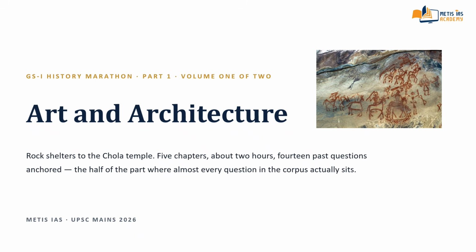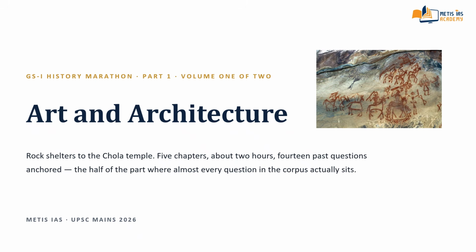This is part 1 of the GS paper 1 history marathon, and it covers art and architecture from the painted rock shelters to the heritage argument going on this year. 10 chapters, about 4 hours, 18 past questions anchored to specific scenes.